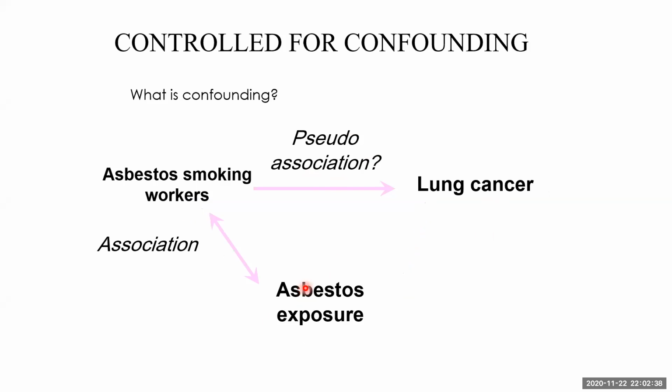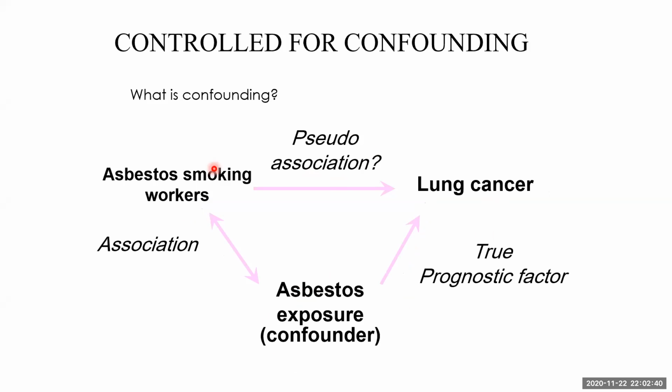Also, in this example, we have asbestos smoking workers. There is a pseudo association with lung cancer because lung cancer cannot be just from smoking, but it is from asbestos exposure, which can be considered as a confounder, as a true prognostic factor, and there is an association between asbestos smoking workers and the asbestos exposure.